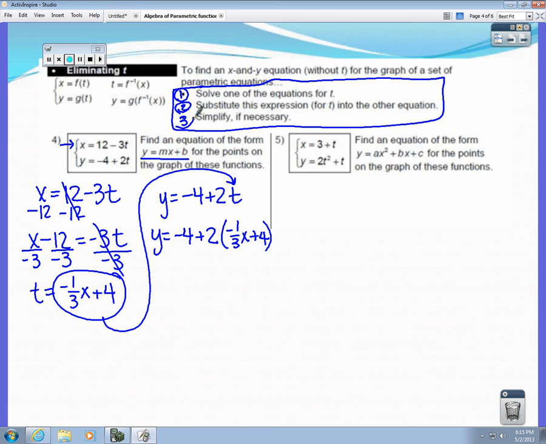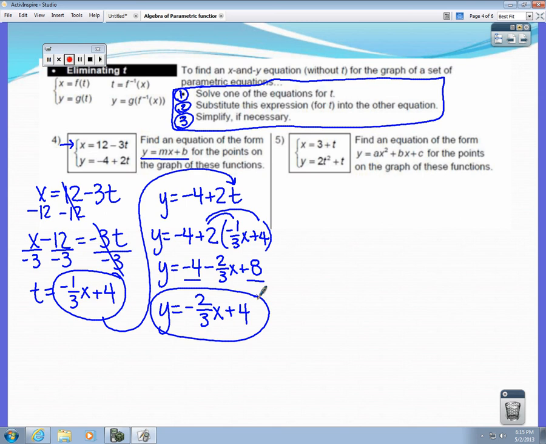Okay, step 3, simplify if necessary. So we want to get rid of those parentheses and combine like terms. We're going to distribute the 2. So I've got y equals negative 4, 2 times negative 1/3 x is negative 2/3 x, and then 2 times 4 is a positive 8. I can combine the negative 4 and the positive 8, so I'm going to end up with an answer of y equals negative 2/3 x plus 4.